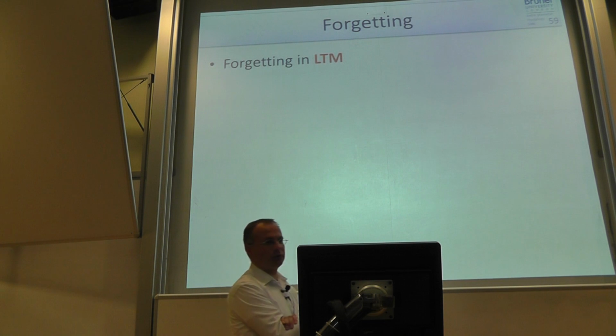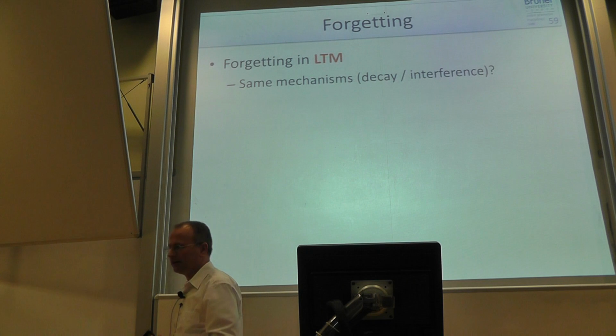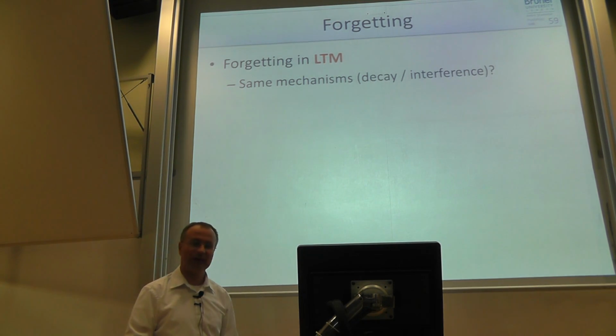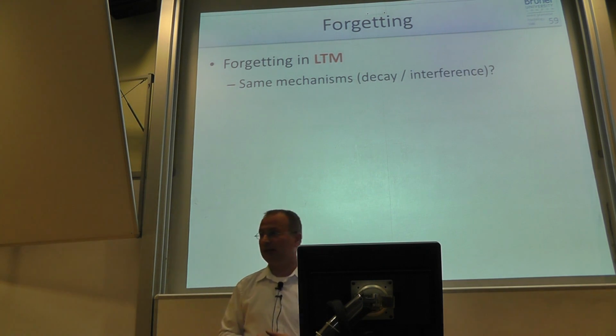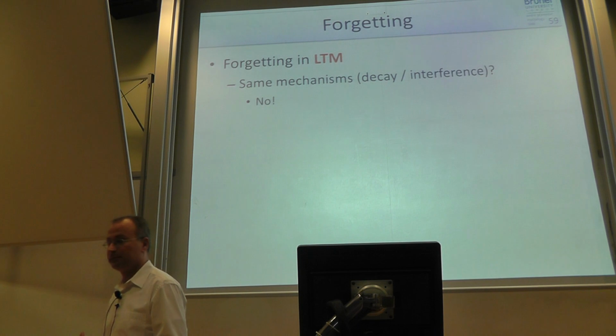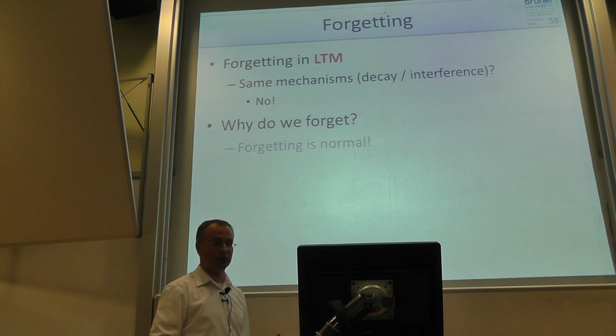So, for forgetting in long-term memory, a quite obvious question is, do we have the same mechanisms of either decay or interference? And the simple and straightforward answer is, no, we don't. Long-term memory works differently. Okay, so why do we forget at all in long-term memory?